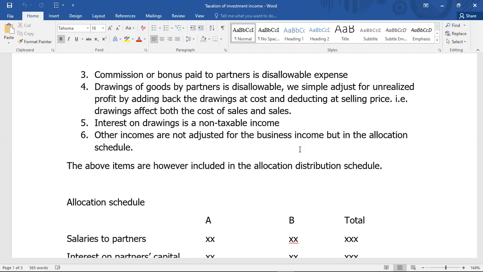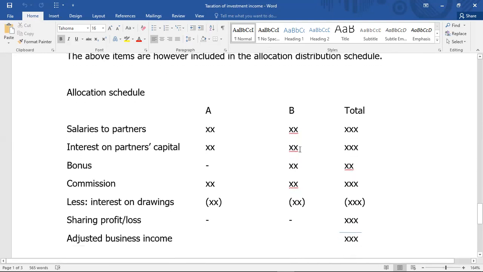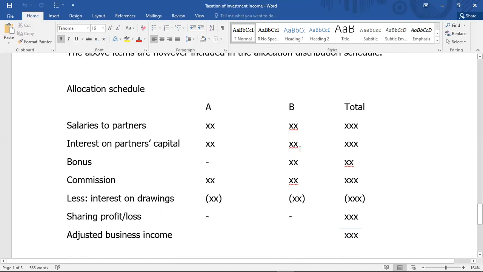Now, number 5, interest on drawings is an untaxable income. Number 6, other incomes are not adjusted for the business income, but in the allocation schedule. Now, the above items are, however, included in the allocation distribution table. In this case, when you look at the allocation schedule, for instance, if we have two partners, partner A and partner B, we take their salaries and calculate the total there. The interest on partners' capital, bonus, and commission are put in place for each partner. And then we deduct our interest on drawings.